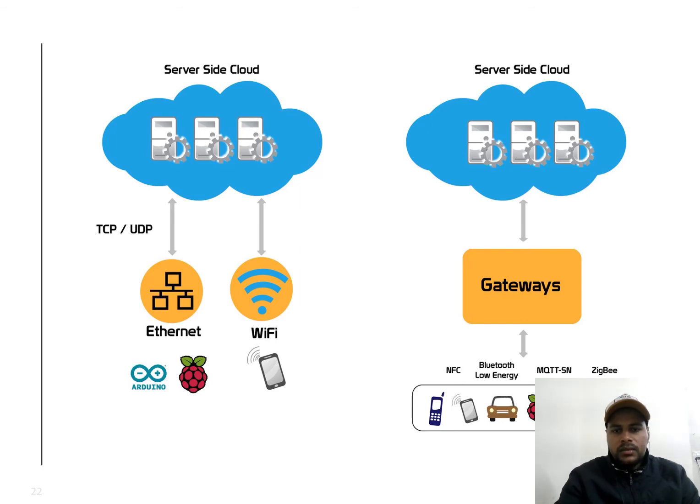And in the next one we have the server-side cloud and the gateways, NFC. These are devices like our smart cars, mobiles, and Arduino. They all get connected to the server-side cloud with the help of gateways, using different protocols: NFC, Bluetooth Low Energy, MQTT, Zigbee, etc. So this is the structure for communicating our hardware devices with the help of these technologies.